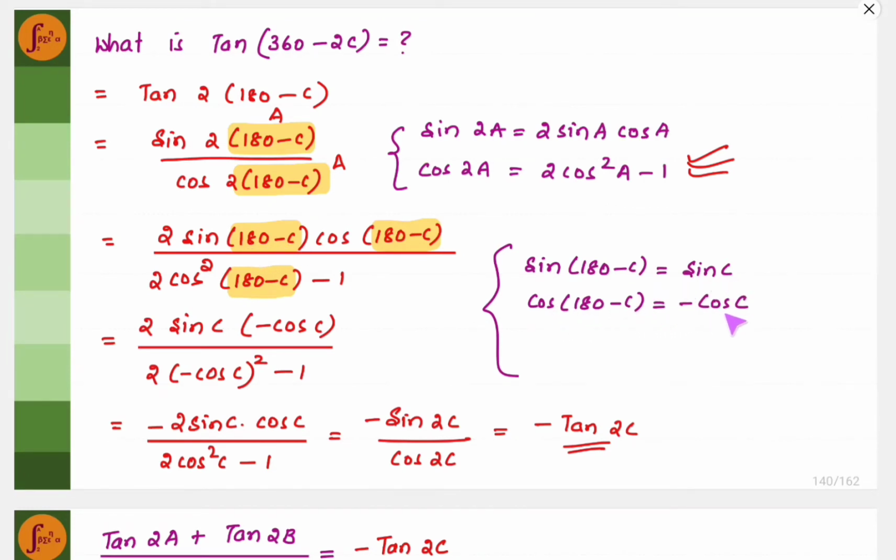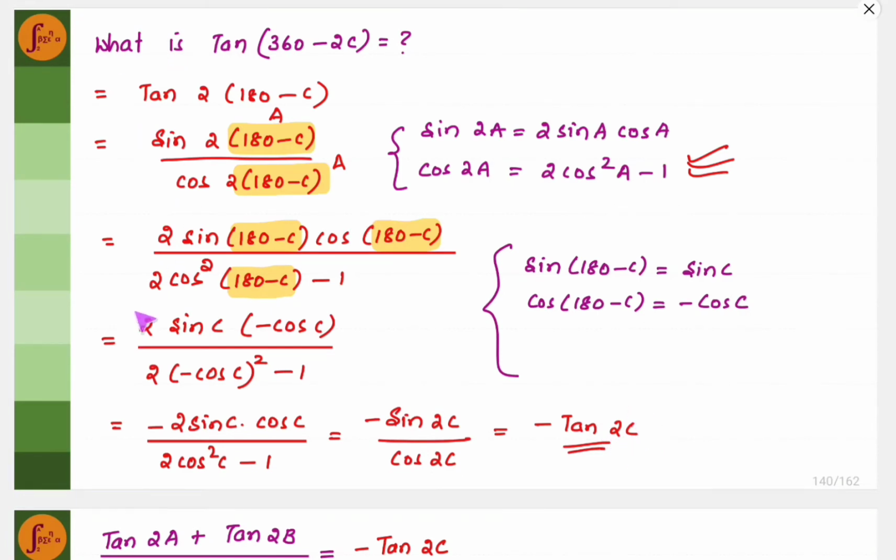Cos 180 minus C is minus cos C. We'll substitute this. And here also, 180 minus C is minus cos C. So you have cos square here, so it will become minus cos square C, right? Now, what will happen here is, we'll get minus 2 sin C into cos C by 2 cos square C minus 1. What is 2 sin C into cos C? Sin 2C, right? Minus sin 2C. And what is 2 cos square C minus 1? It is cos 2A, that is cos 2C here, which is nothing but minus tan 2C.